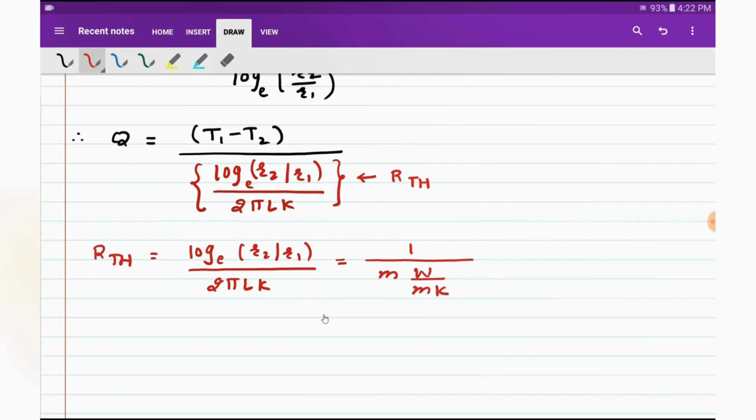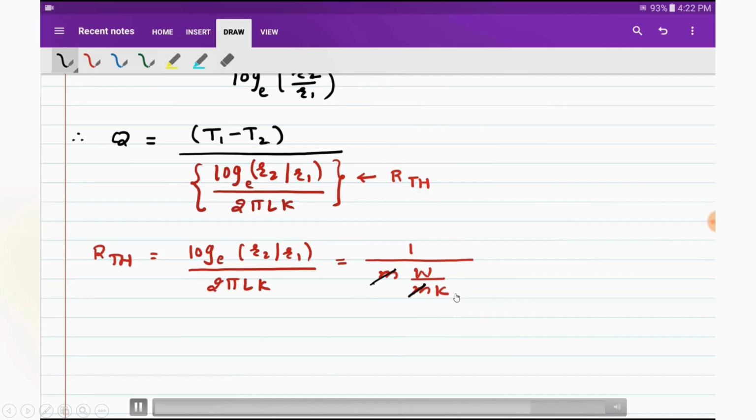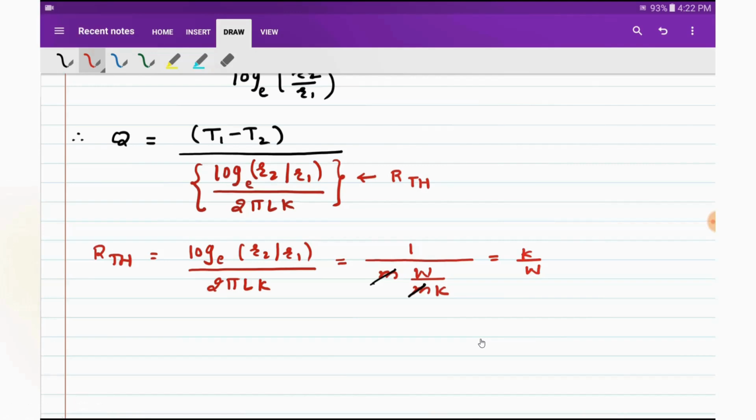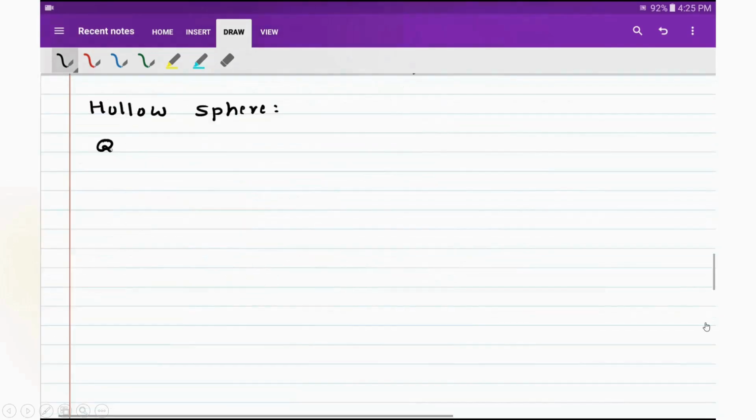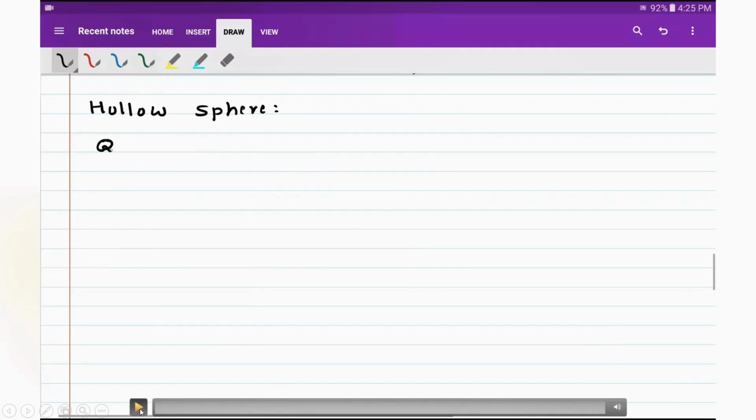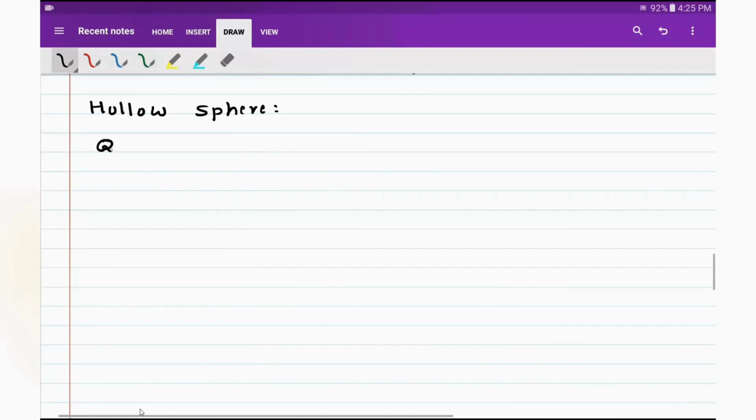So we can cancel out meter from the numerator as well as from the denominator, and this Kelvin will go in the numerator. So the unit is Kelvin per watt. So again we know that thermal resistance is having the unit of Kelvin per watt. Now for hollow sphere, we'll see the application of Fourier's law to the hollow sphere.